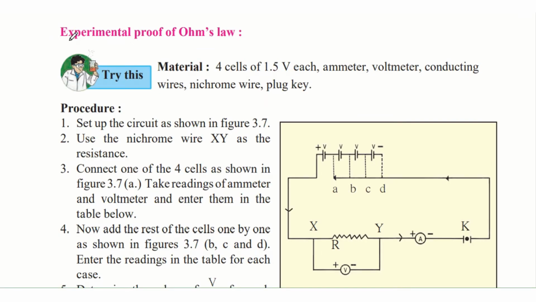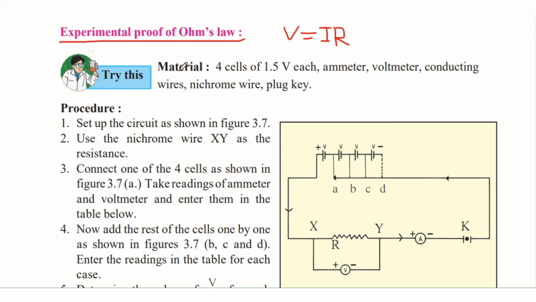The next topic that we will study is the experimental proof of Ohm's law. If you remember, Ohm's law was V is equal to IR, where V was the potential difference, I was the electric current, and R was the resistance.